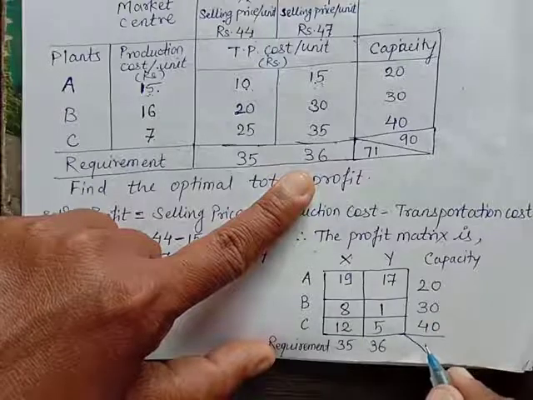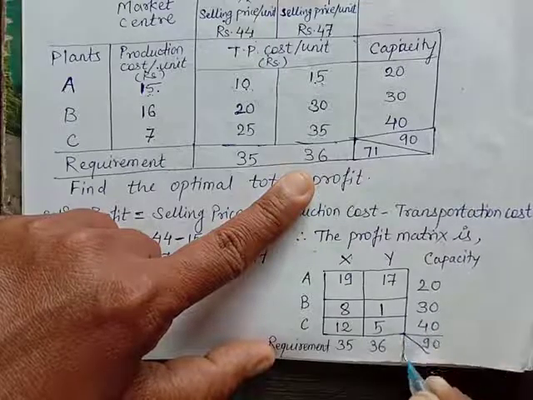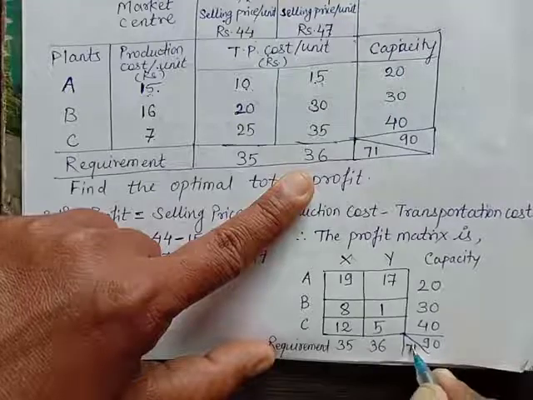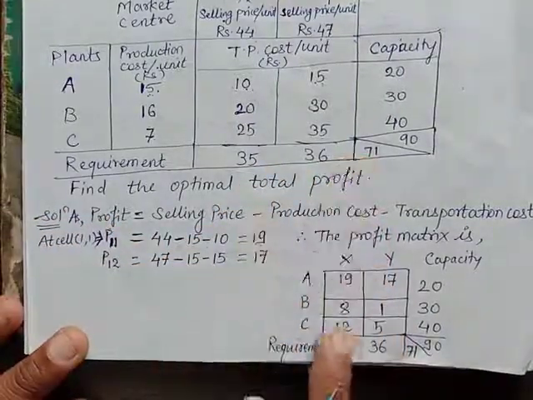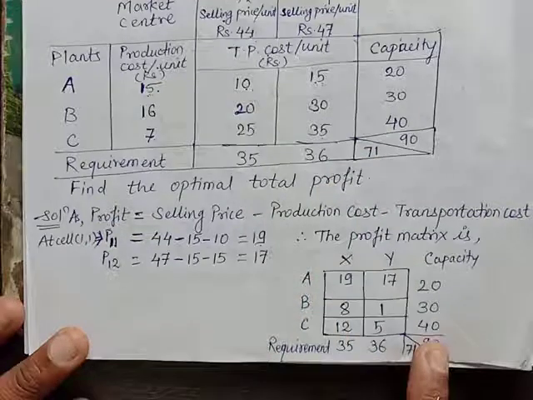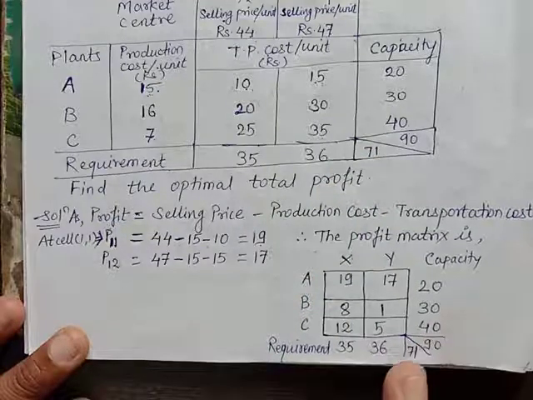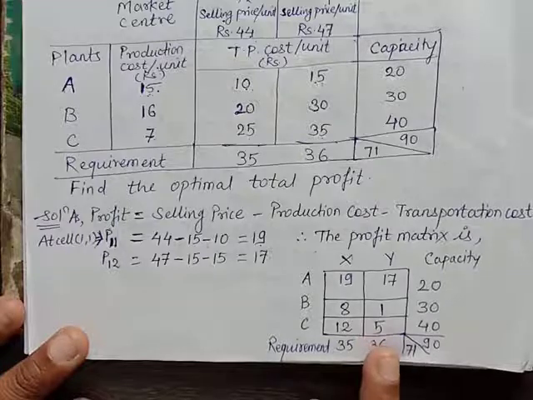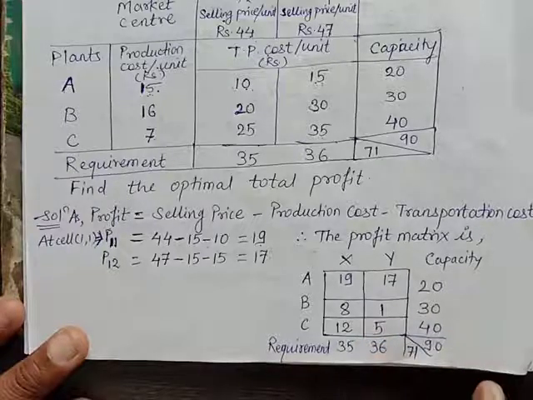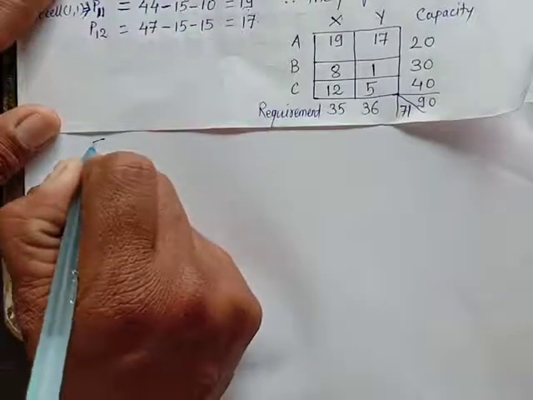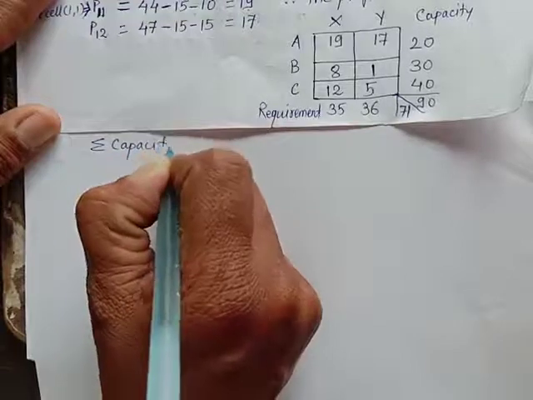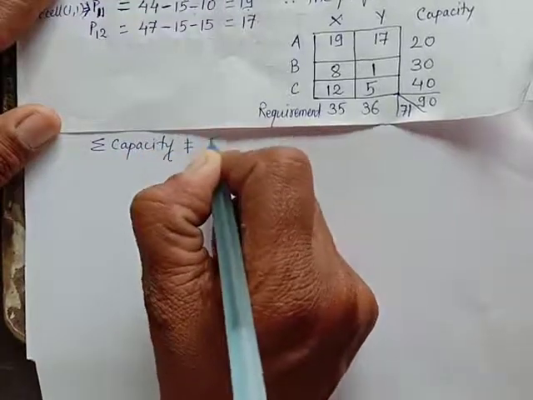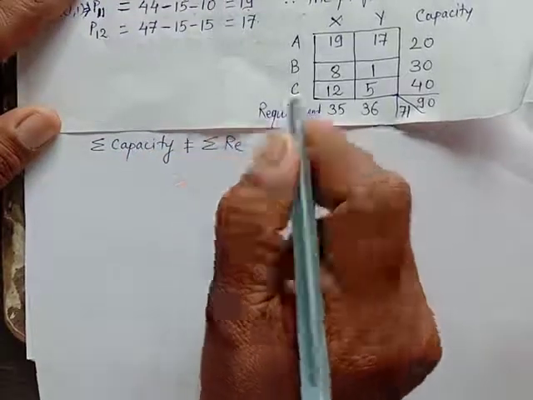So due to that, what is the total here? It will be 90, and this is how much? 71. This is 71. Already we have written it here also. So according to that, this is an unbalanced transportation problem. First of all, we need to make it balanced, and later on we can solve it further. Okay. So we can say here summation capacity is not equal to summation requirement.